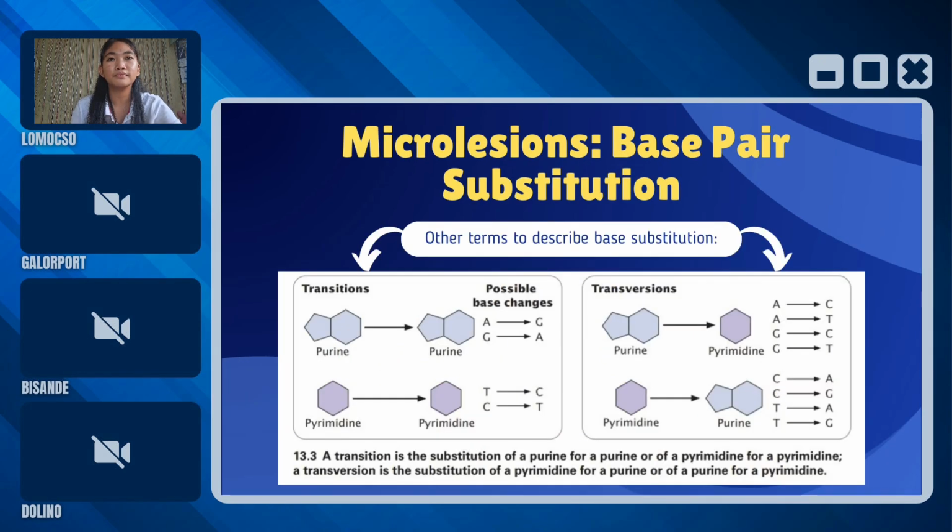Next slide. For this part, we also have other terms to describe base substitution, namely the transition and transversion. When you say purines, that is adenine and guanine, and for pyrimidines, that is cytosine, thymine, and uracil. For transition, a pyrimidine replaces a pyrimidine or a purine replaces a purine, while for transversion, a purine replaces a pyrimidine or a pyrimidine replaces a purine.